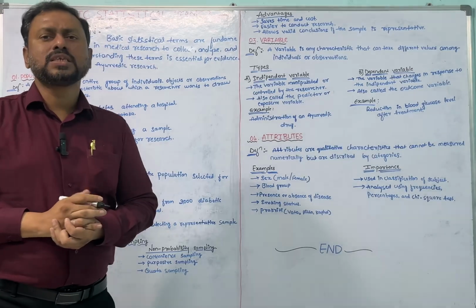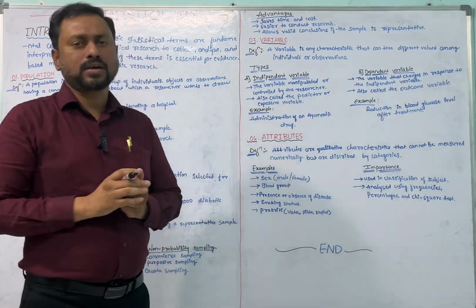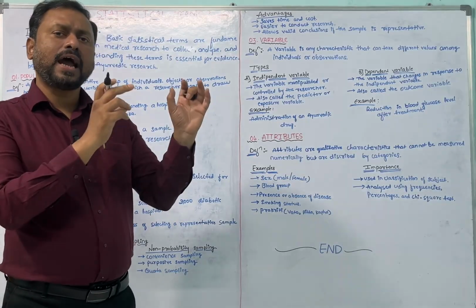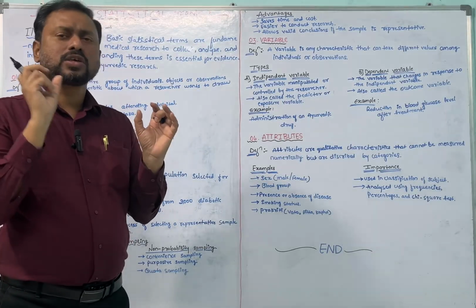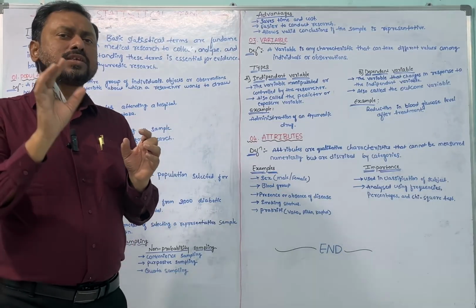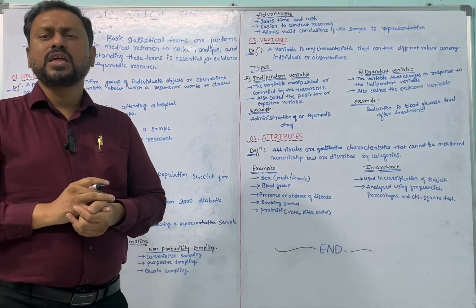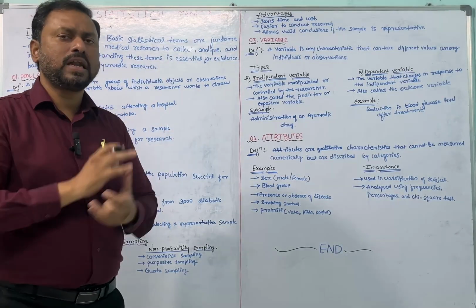The next term is attribute. Attribute means quality or characteristics. The simple meaning is that with an attribute, you are only observing or collecting data on characters, but there are no numbers. We should not collect numbers here. There are no numerical values; those are called attributes.